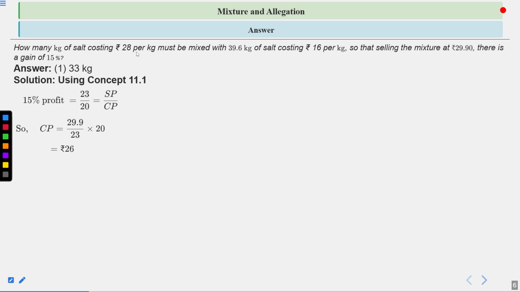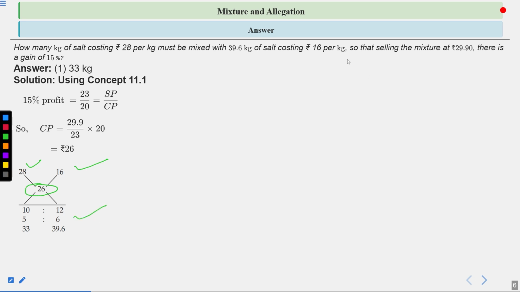Now we have the cost price of the first salt, which is 28 rupees per kg, and the second salt, which is 16 rupees per kg, and the cost price of the mixture is 26 rupees. So we use alligation. Applying it, 28 rupees per kg is the first salt, 16 rupees per kg is the second salt, and the mixture is 26 rupees. So we get the ratio 5:6.